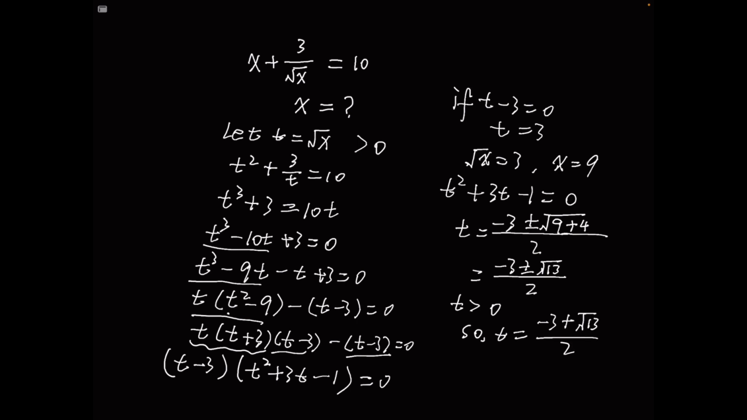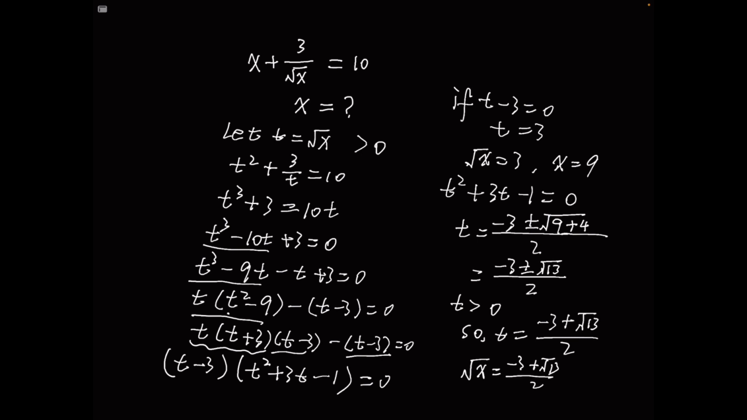Because the other one is less than 0, since square root 13 is about, it's more than 3, right? So the top number is less than 0, so we can only take negative 3 plus square root 13 over 2. Okay, so it means square root x equals negative 3 plus square root 13 over 2.